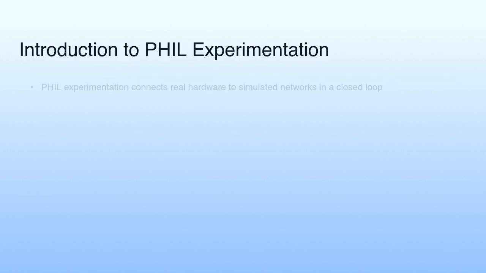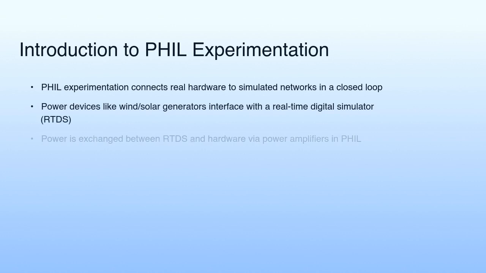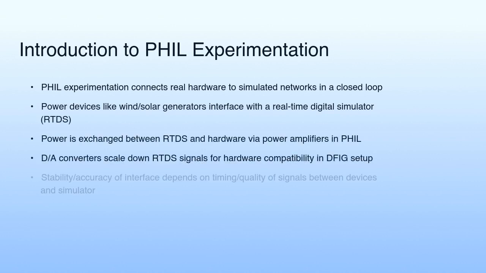In this video, we explore the concept of PHIL experimentation, which connects real hardware devices like wind and solar generators to simulated networks in a closed-loop setup. Power is exchanged between the real-time digital simulator and the hardware through power amplifiers with DA converters scaling down simulator signals for compatibility with the hardware interface.